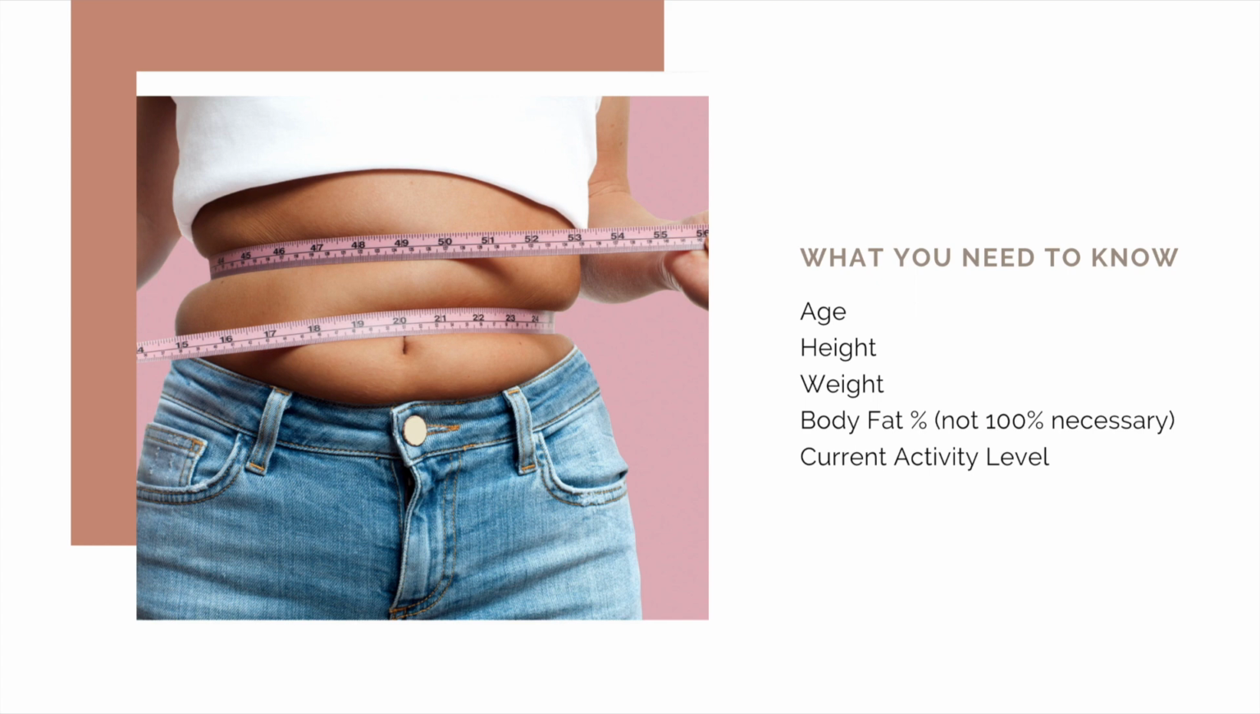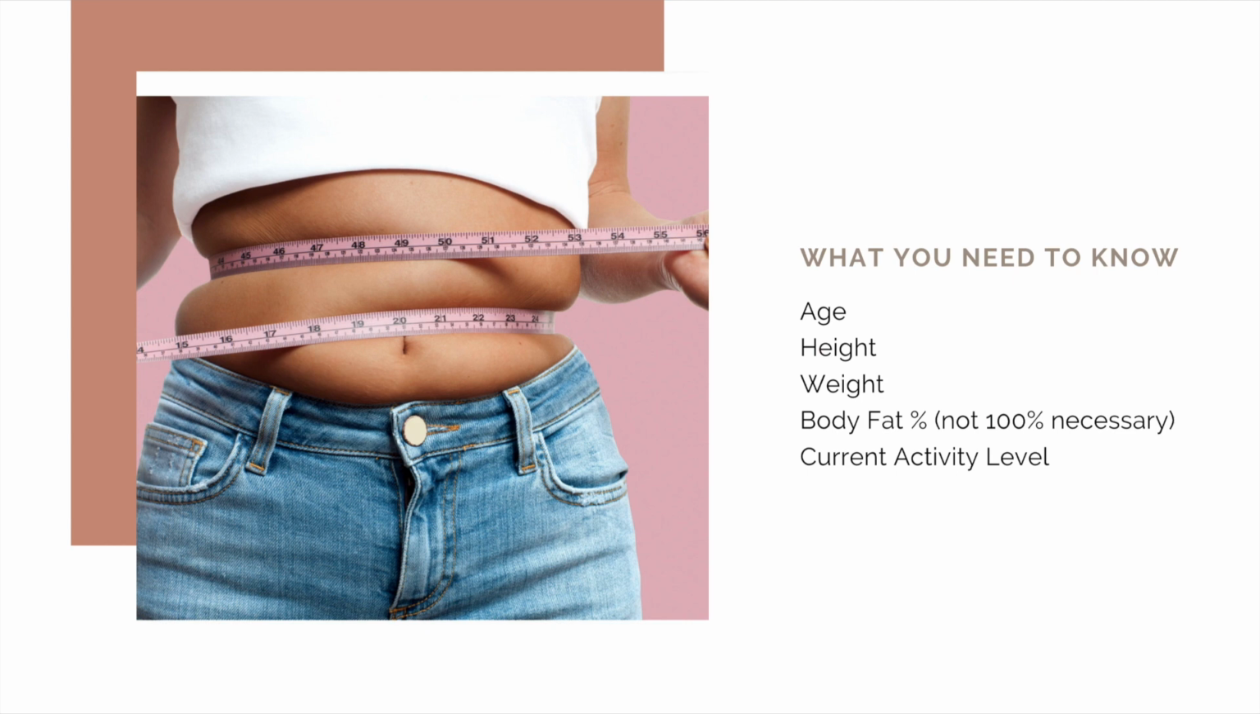All right, and just a few things that you're going to want to note before we get started with the calculator. Most of this you probably know off the top of your head: your age, your height, your weight, your body fat percentage, but that's not 100% necessary to calculate your macros. Like I said before, at this point, we can take a best guess. It's the last 5 to 10 pounds where we need to really dial things in. So at the beginning here, your body fat percentage can be more of an estimate. And the calculator that I use can help you figure that out.